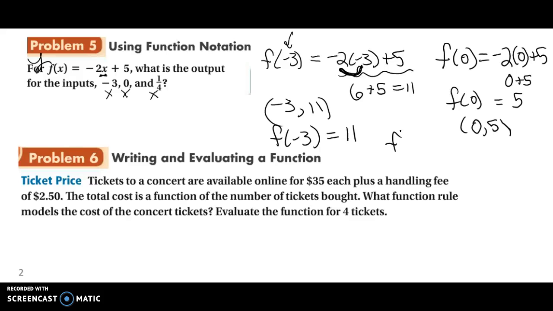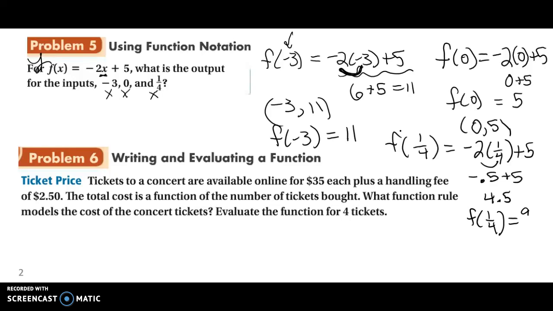Let's try the last input value of 1/4. So you're going to plug 1/4 where the x value is on the right side. Now let's follow our order of operations. Let's multiply negative 2 times 1/4. As a fraction, it's negative 1/2, or maybe you used a calculator and got negative 0.5. And now add that to 5, and you'll get 4.5 as your value. Or if you kept it in fraction form, you would have gotten 9/2. So we have f of 1/4 equals 9/2, or 4.5, however you wrote it.